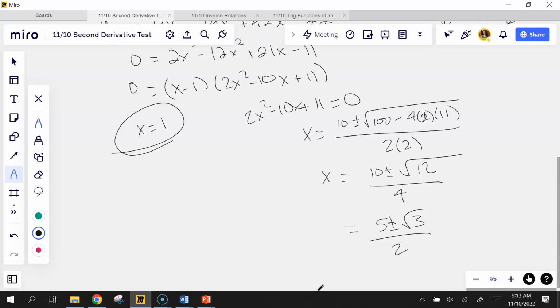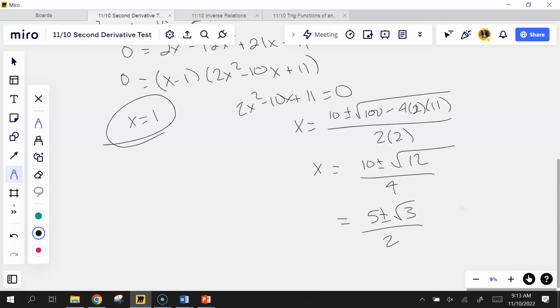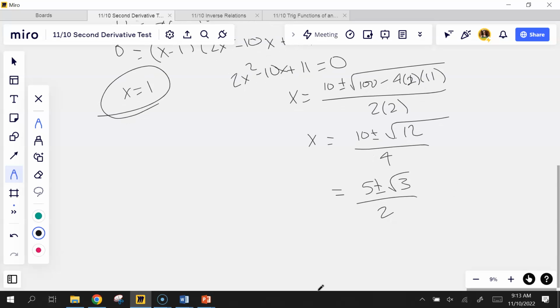What in the heck did this tell me? Well, this told me, yeah, so I did 12 would be 2 root 3. And then I just divided everybody by 2. Second derivative tells me what the function itself is doing.